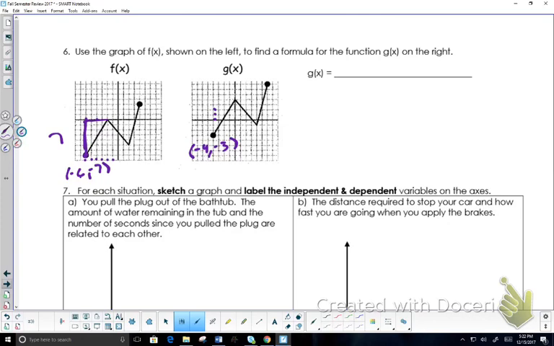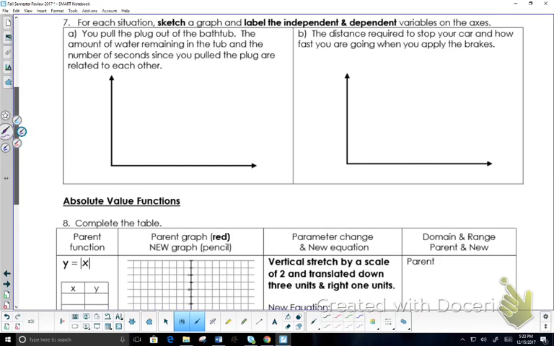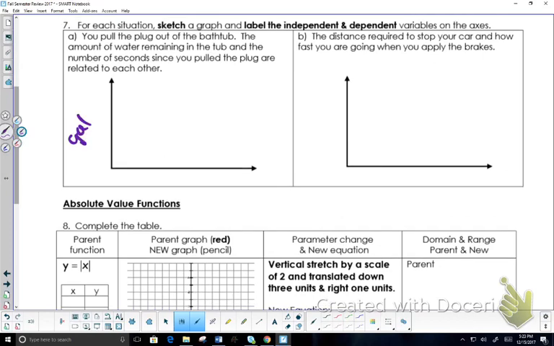Let's see. You pull the plug out of a bathtub. The amount of water remaining in the tub and the number of seconds since you pulled it are related to each other. So gallons in the tub compared to seconds as they go by. So all we're going to do is do a rough graph of this. Well, if it started off with water in it, then I'm up here somewhere, and then as time goes by, it's eventually going to empty.